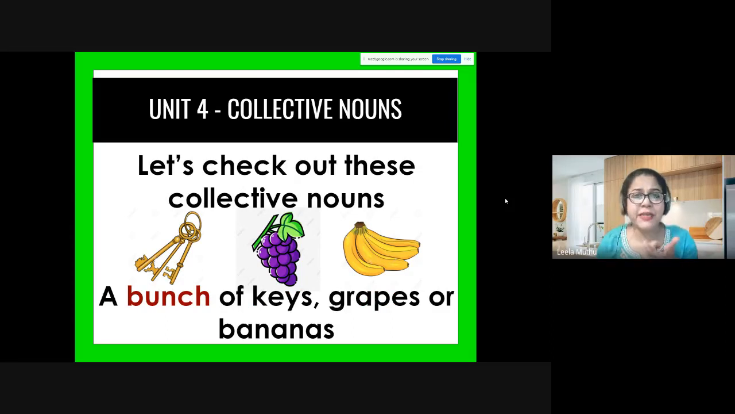Sometimes you use the same collective noun for different collections of different things, okay? For example, you say a bunch of bananas, but you also say a bunch of grapes, you say a bunch of keys. So the same collective noun is used for different common nouns. So now let's look at the other one.